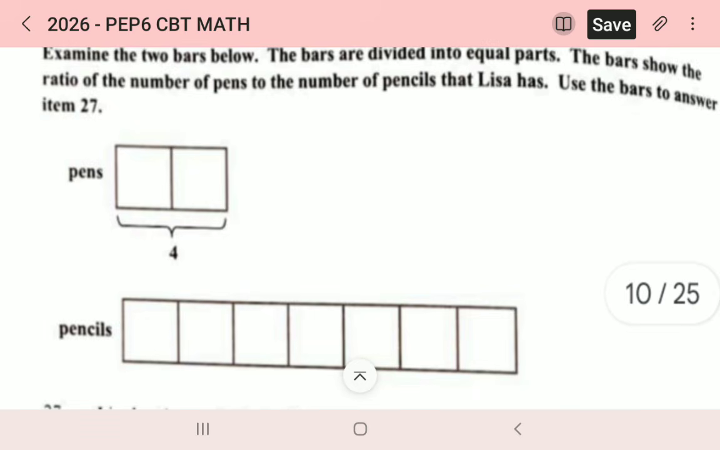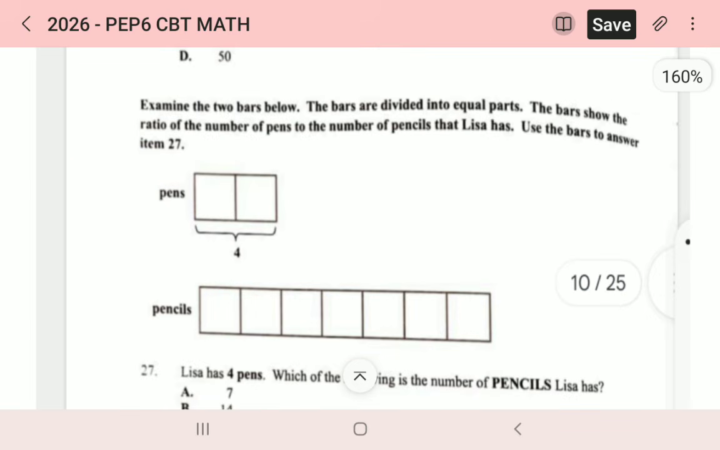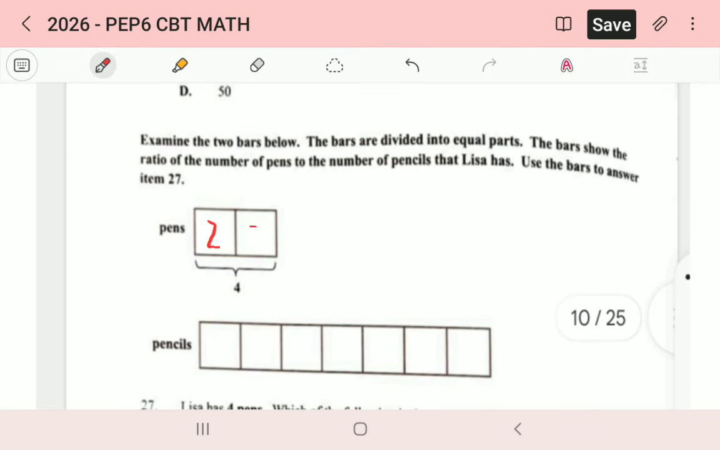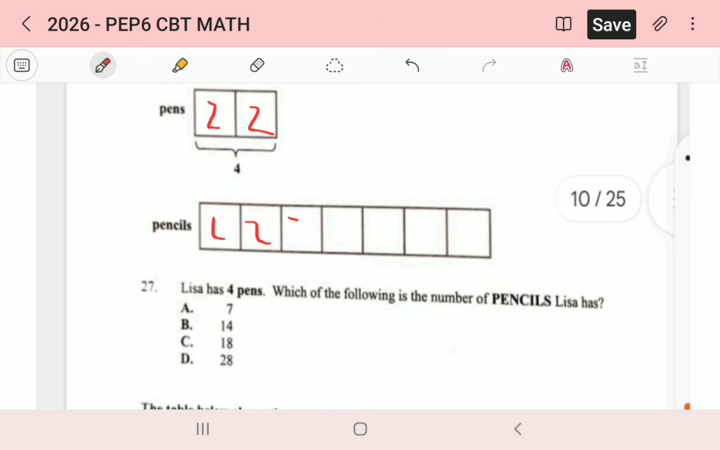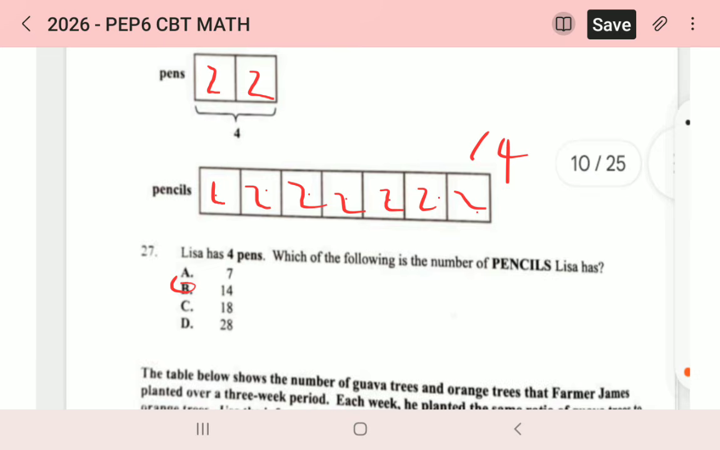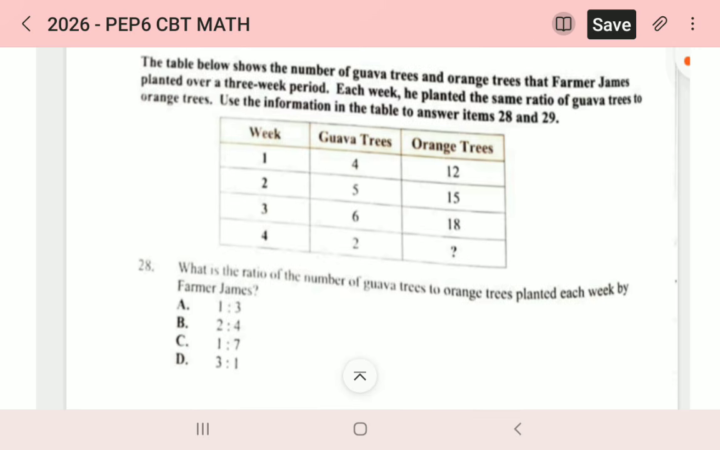All right, so pens is 4. So 2 bars is 4, which means this is 2, this is 2. Moving on. Pencils, sorry. So if that's 2, so this is 2, 2, 2, 2, 2, 2, 2, right? So you could say 2, 4, 6, 8, 10, 12, 14. So this is 14 pencils to 4 pens. So Lisa has 4 pens. Which of the following number would be pencil? 14, B. Moving on to 28.